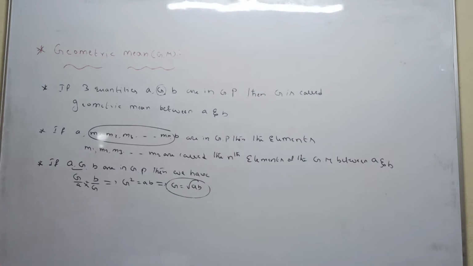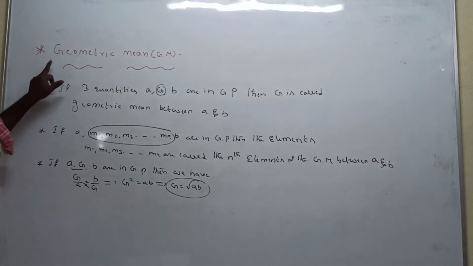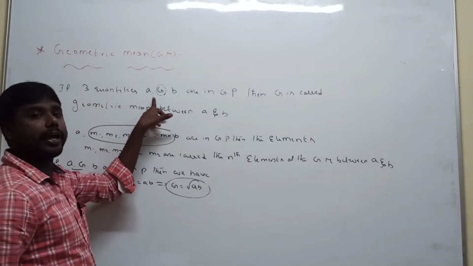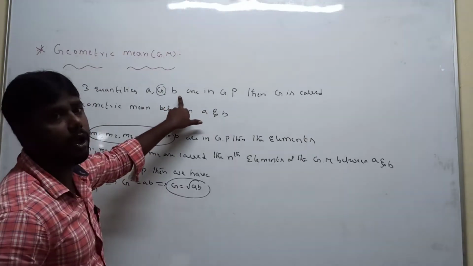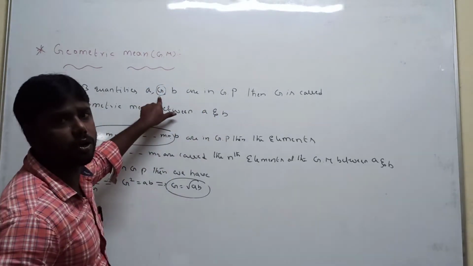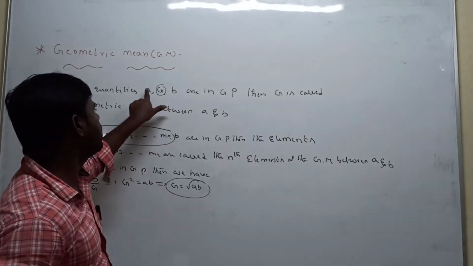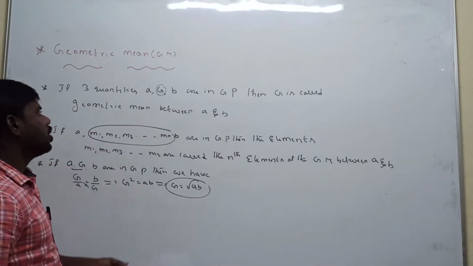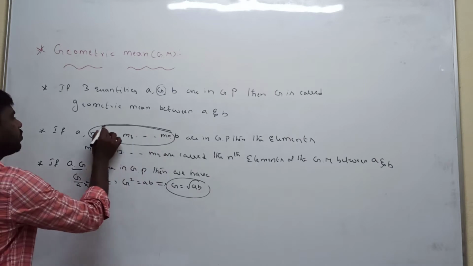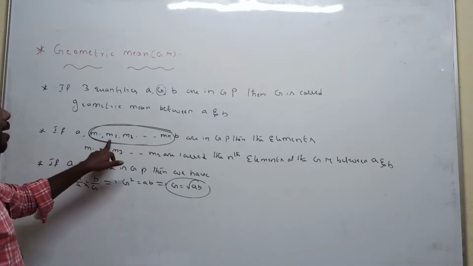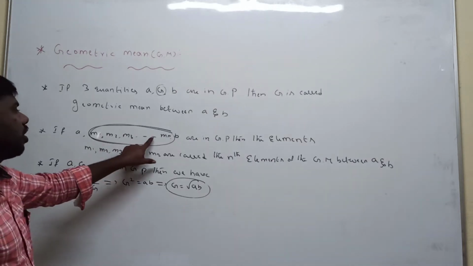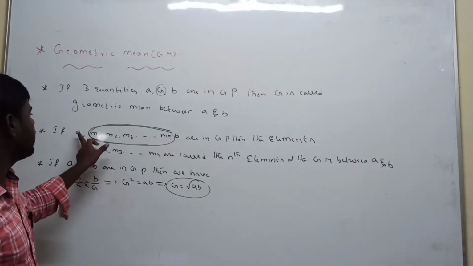So did everyone understand the meaning of the geometric mean? If three quantities a, capital G, B are in geometric progression, then the middle element is called the geometric mean between A and B. In the second one, here only one element is there, but here how many elements? n elements will be there. If n elements are in between A and B, they are called the n geometric means between A and B.